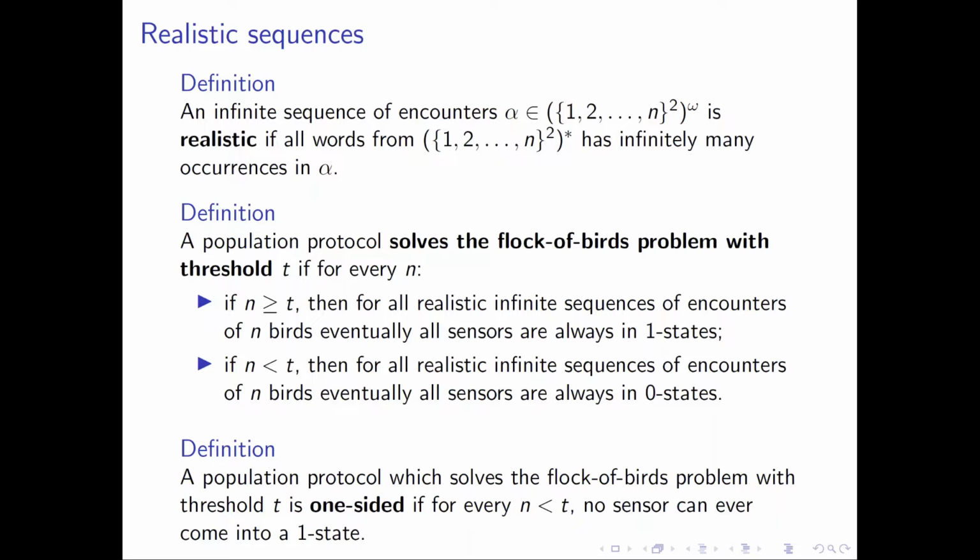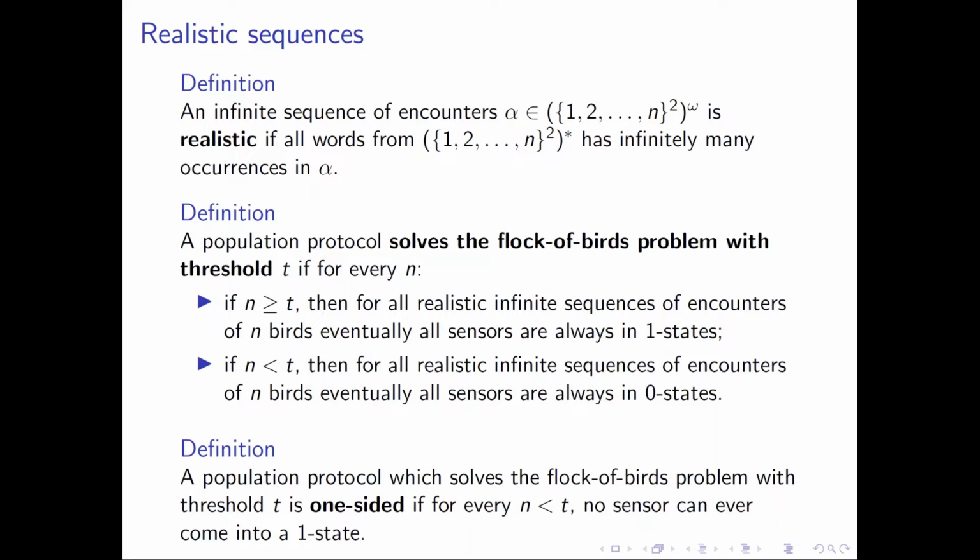And so once again, let's repeat the definition. What does it mean that a population protocol solves the flock of birds problem with threshold T? So once again, for any n, if the size of the flock is n, then all realistic infinite sequences of this flock have a place starting from which all sensors are always in 1 state. And similarly, with 0 states, if the size of the flock is less than T.